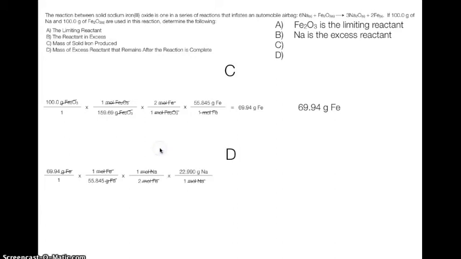Your answer should be 14.40 grams of Na. This is how much sodium was used up in the reaction. Subtract 14.40 from the initial 100 grams that was given in order to find out how much excess Na was left over. Your final answer should be 85.60 grams of Na.